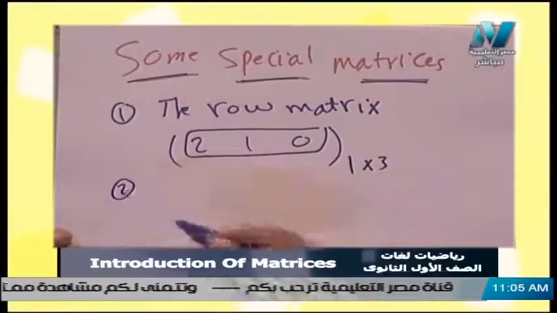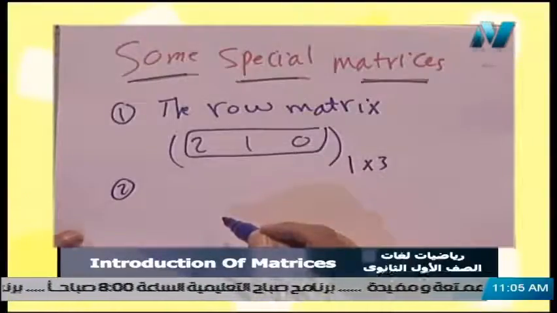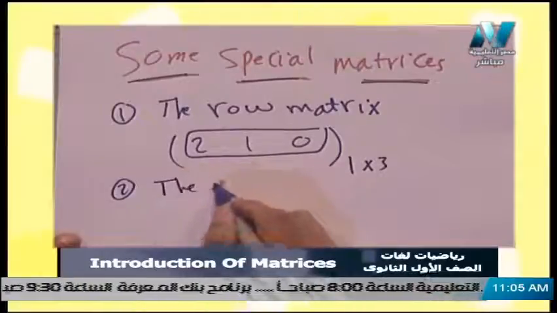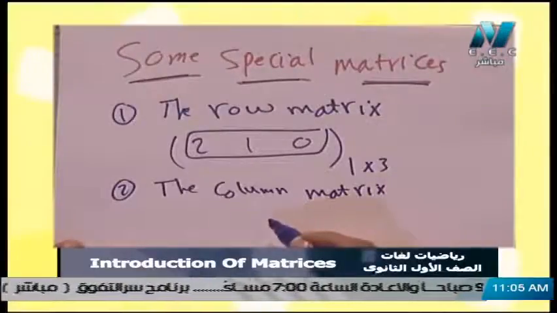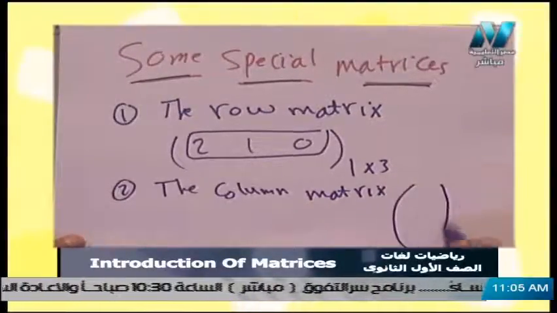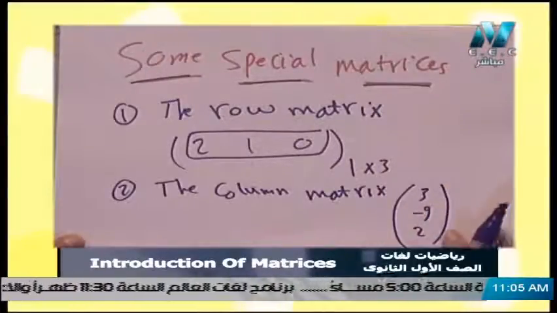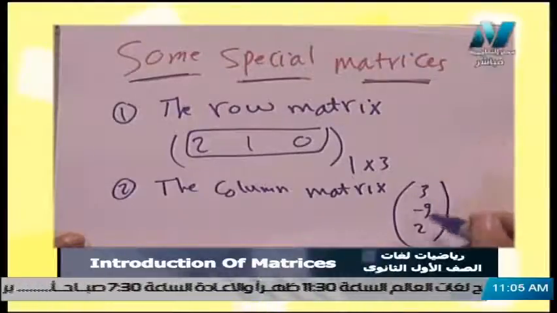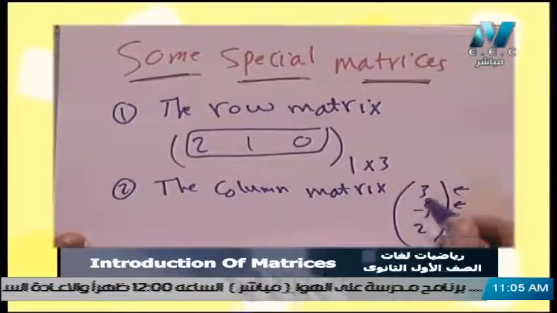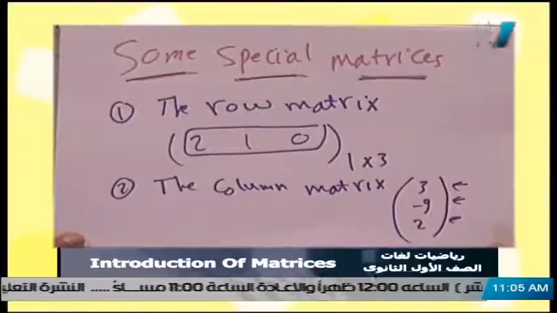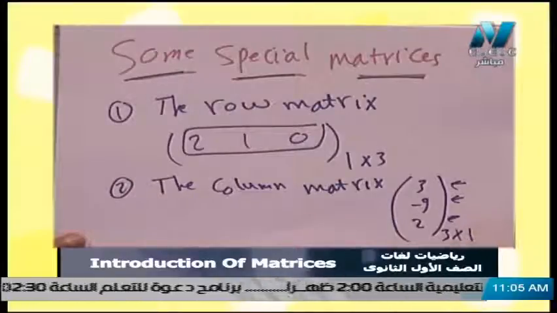Number 2, we have also the second special matrix, which is the column matrix. What is a column matrix? It's just a column here. You can say 3, -9, 2. So it's just one column and any number of rows. So we call it a column matrix. This column matrix is of order 3 rows here, but 1 column.